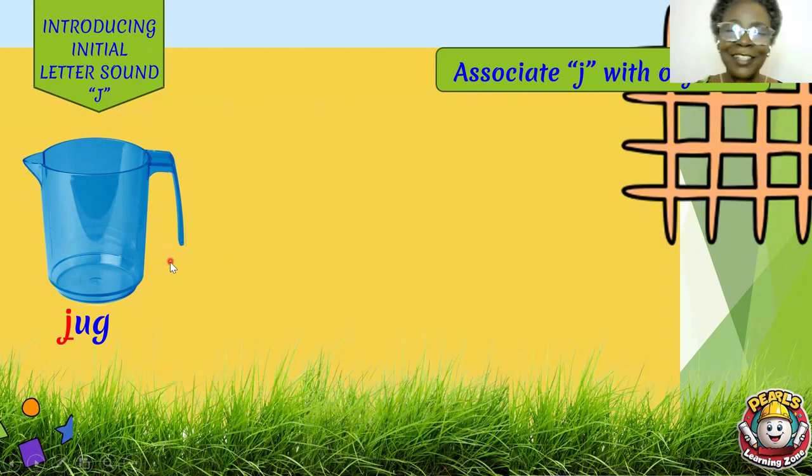In the kitchen. Or the dining table. Your thinking caps are on. Very active. Well done. Okay, that's correct. You can find them on the dining table with water in them or juice. And it begins with the letter sound J for jug. J for jug. Well done.